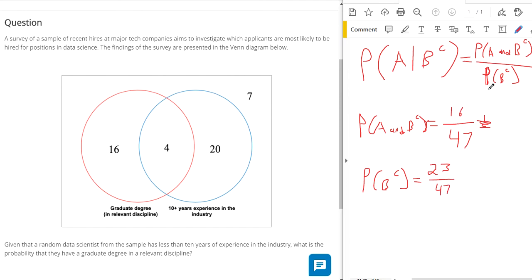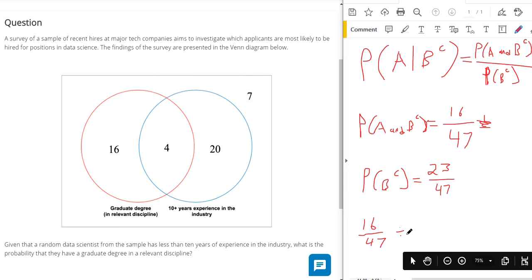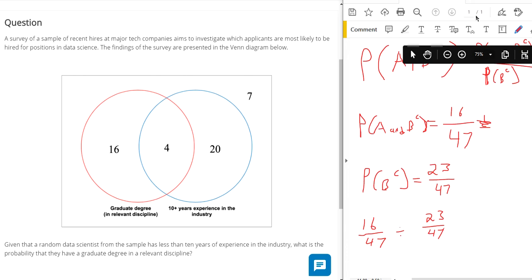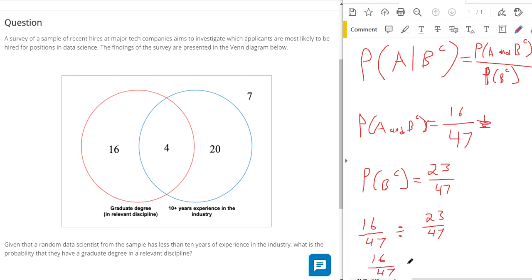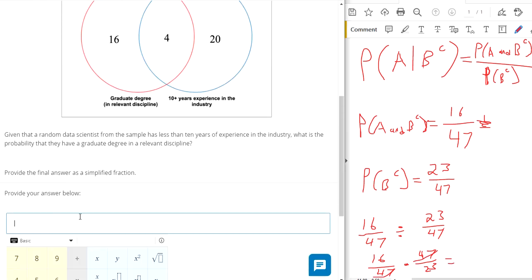Okay, so now we can finish out this formula. The probability of A and B naught, that's 16 over 47, divided by the probability of B naught, so divided by 23 over 47. And in case you have trouble with the fraction work here, this is this expression up here. I've just replaced this type of division symbol with this type of division symbol. Now the way you work with fractions is you just flip and multiply. And then these can cross cancel, so it leaves us with 16 over 23.